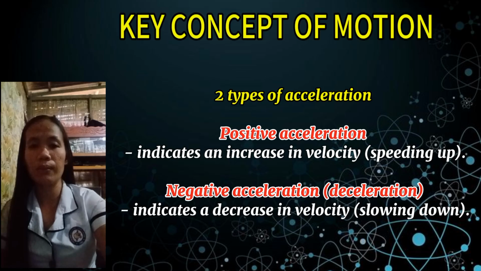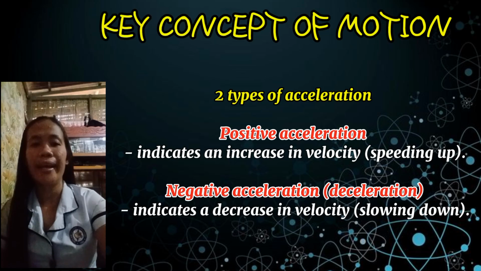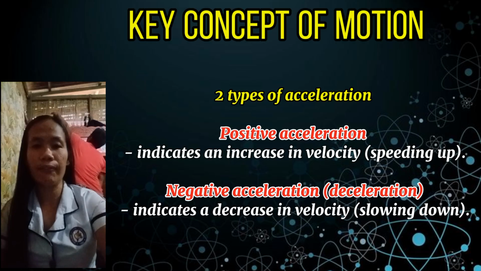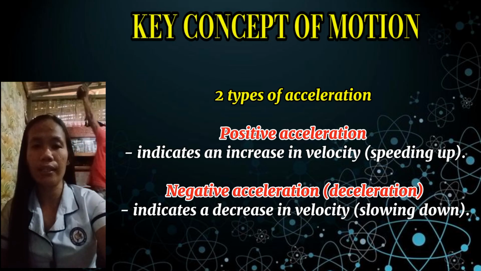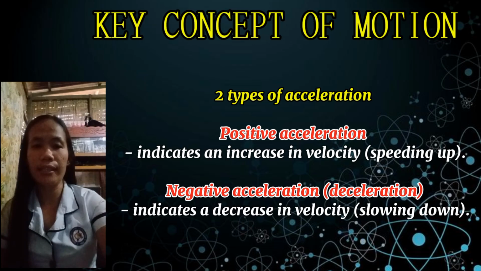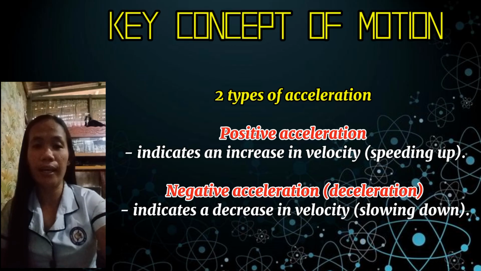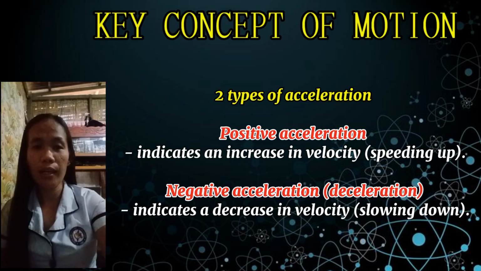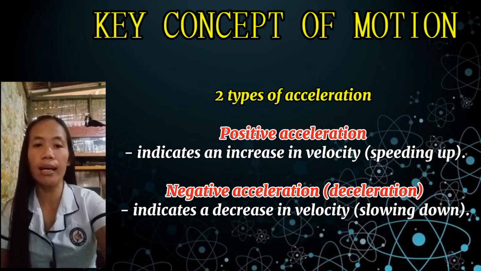There are two types of acceleration. The first is positive acceleration, which indicates an increase in velocity, speeding up. Negative acceleration, or deceleration, indicates a decrease in velocity. So positive acceleration is speeding up, while negative acceleration is slowing down.